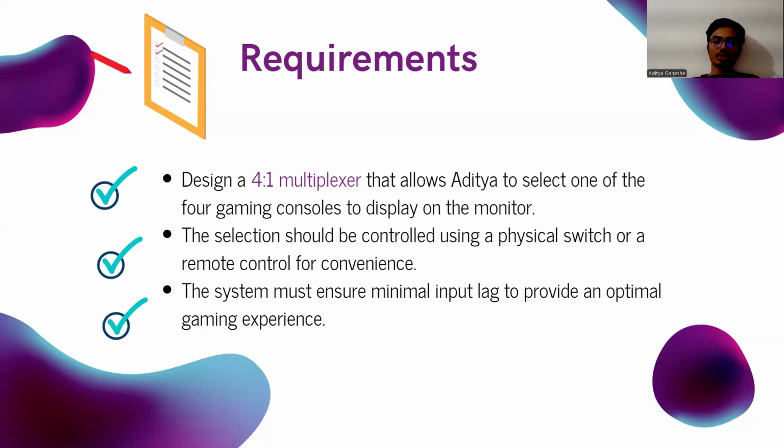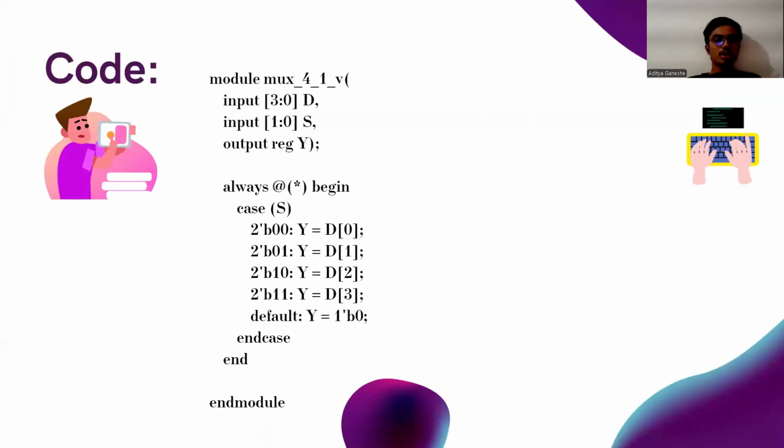The selection should be controlled using a physical switch or a remote control. The system must ensure minimum input lag to provide an optimal gaming experience. So here is the basic code of a 4 is to 1 mux using Verilog. So here it is, module 4 is to 1.